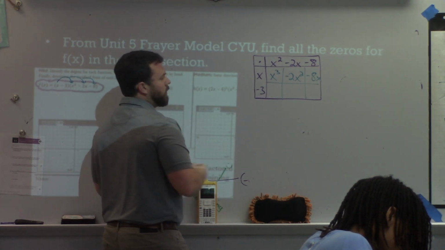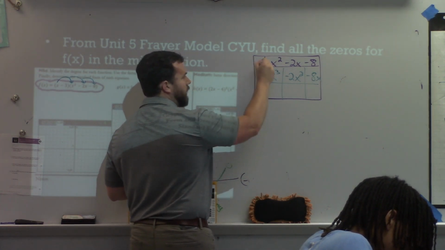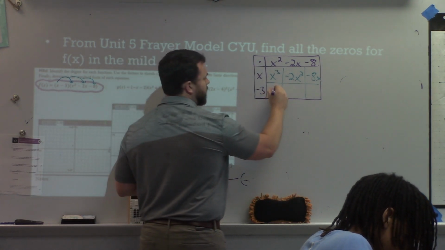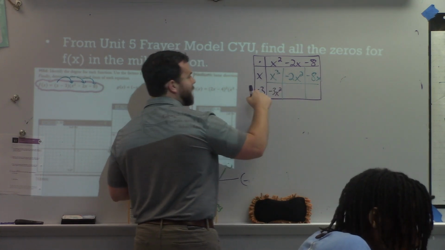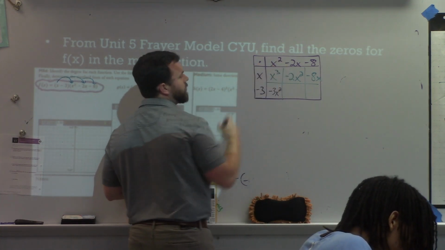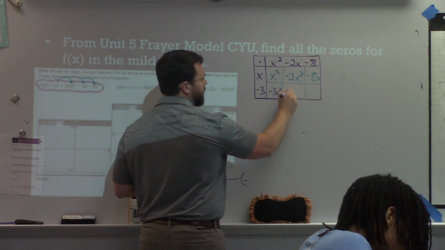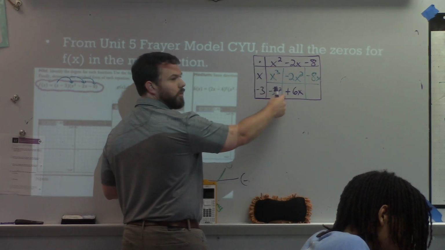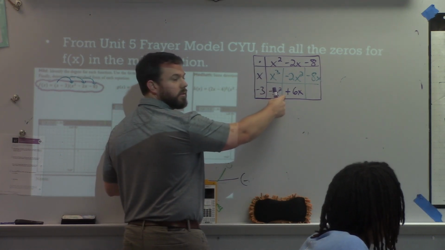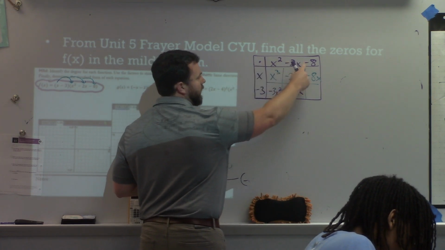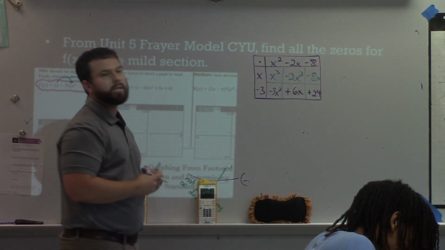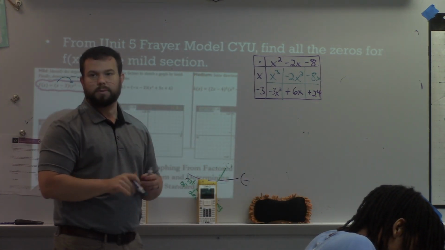That's what it's doing. Negative 3 times x squared gives me what? Negative 3x squared. Negative 3 times negative 2x is 6x. Notice when it's a positive 6x, I still put the plus here because I'm adding it. And it was negative 3 times negative 8. So I have distributed. Now I have to add my like terms.